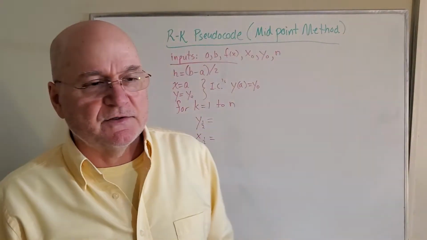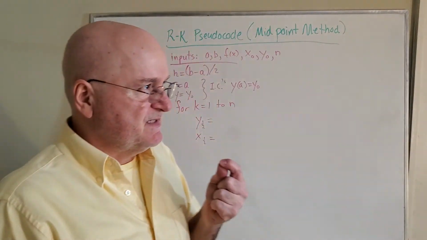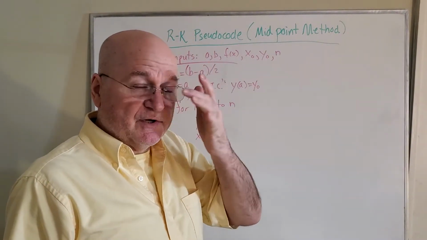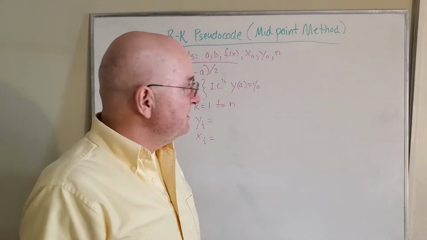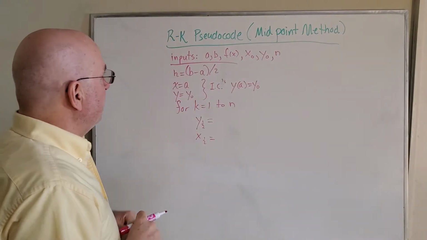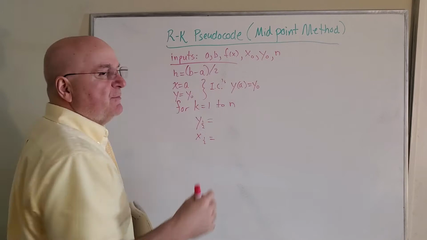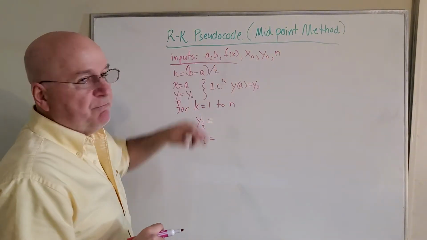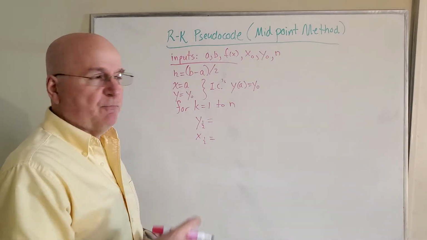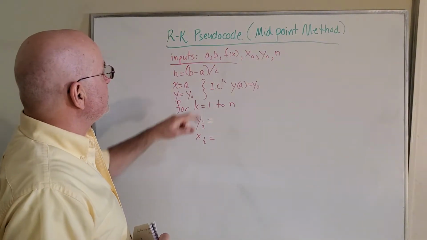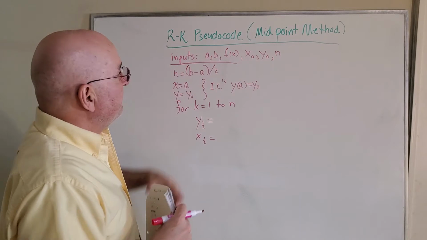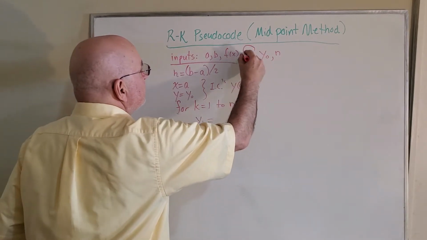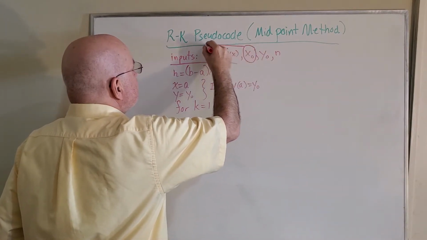Okay, well, let's look at the pseudocode for one of the specific RK methods, and we'll look at the midpoint method. It's a pretty simple pseudocode. The inputs, that's just information that you need to know. You need to know a and b, your starting point and ending point. So your initial value, your initial condition a, that's really the same as your initial x. These are the same.